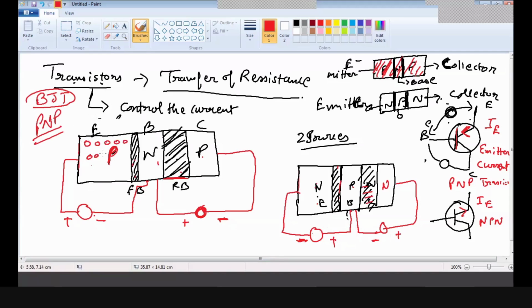Positive holes will be the majority charge carriers, right? Yes or no? And in N, you have electrons as majority charge carriers, right? But as compared to the P layer, the holes are more and the electrons are less. Why? Because the base is lightly doped, as you know. The emitter is heavily doped, right?